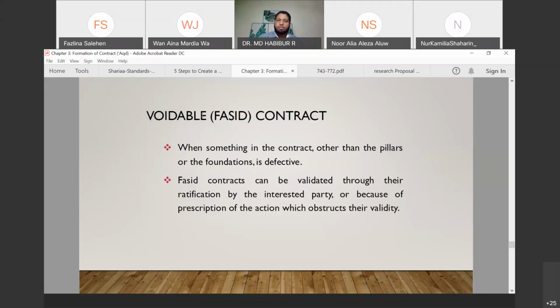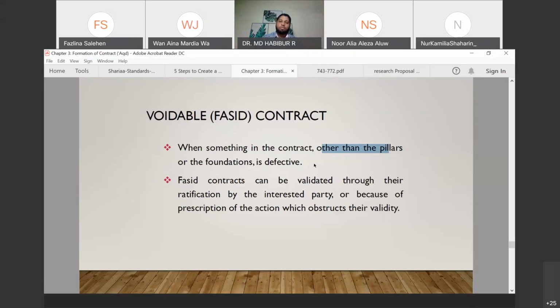What is fasid? When something in the contract other than the pillars is defective. Remember, the pillars are okay, but the other issue is not okay. So when Hanafi considers the pillars only ijab and qabul, as long as ijab and qabul is done, the contract is okay. Maybe there is an issue in the payment, maybe in the commodity, maybe in the seller or the buyer, maybe the buyer is still a minor, so the contract will be pending on the permission of his or her guardian.